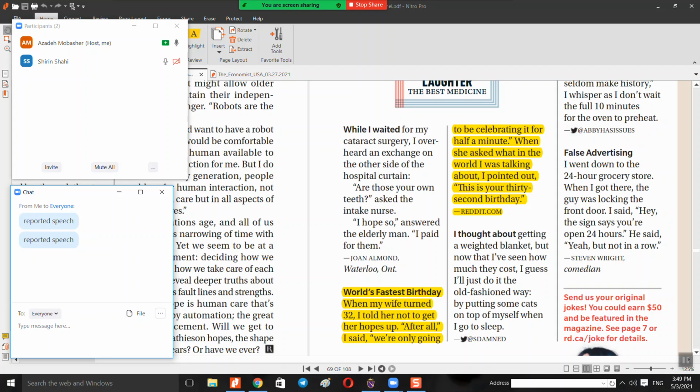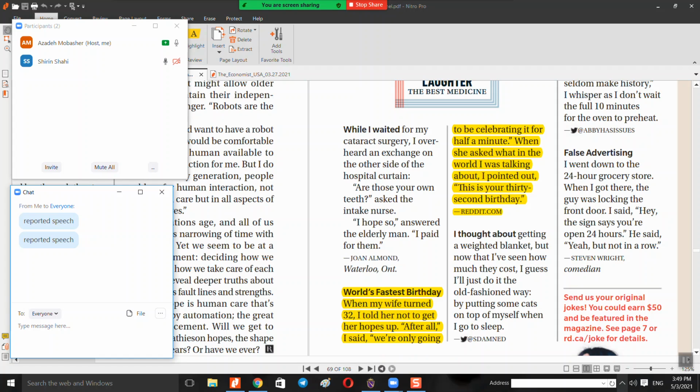Before we get to the end, before you read the last sentence, would you please go to the beginning and read it again? Yes. World's fastest birthday. When my wife turned 32, I told her not to get her hopes up. After I said, we're only going to be celebrating it for half a minute.